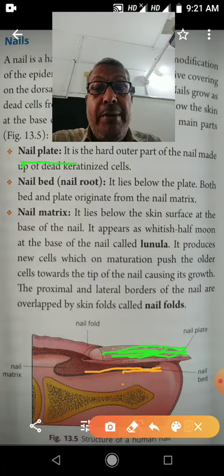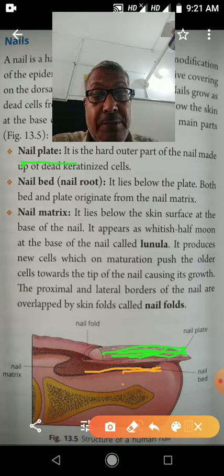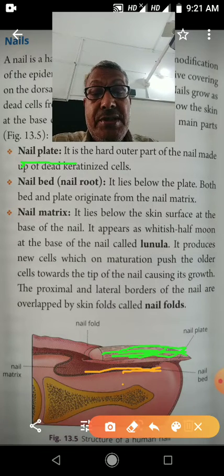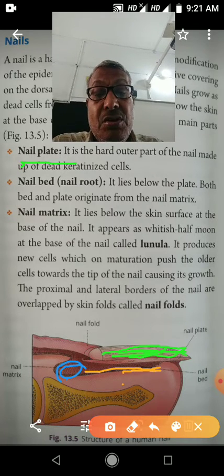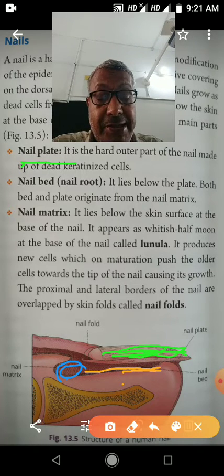Both the bed and plate originate from the nail matrix. So the third portion of the nail is the nail matrix. You see this portion is the nail matrix. So there are three parts of the nail: nail plate, nail bed and nail matrix.